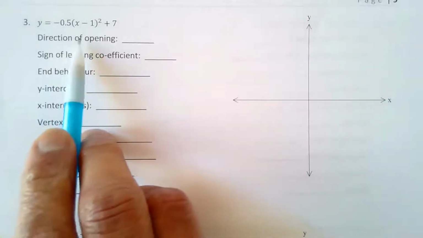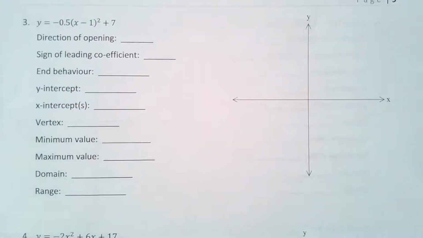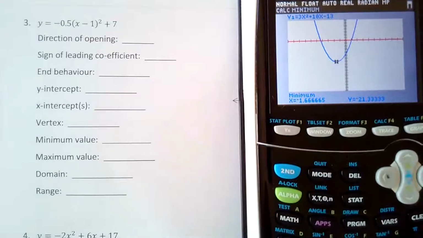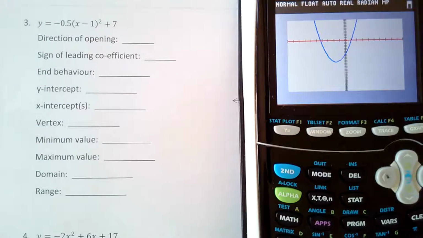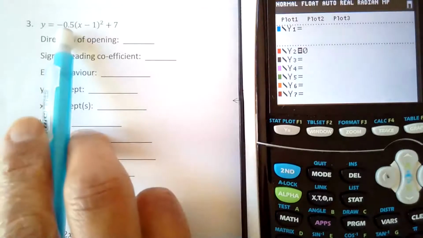Now, the direction, notice, is negative. So we expect this graph to be going down. But let's use our graphing calculator. Okay, I'm going to click that button there, and I'll enter exactly what I have there.